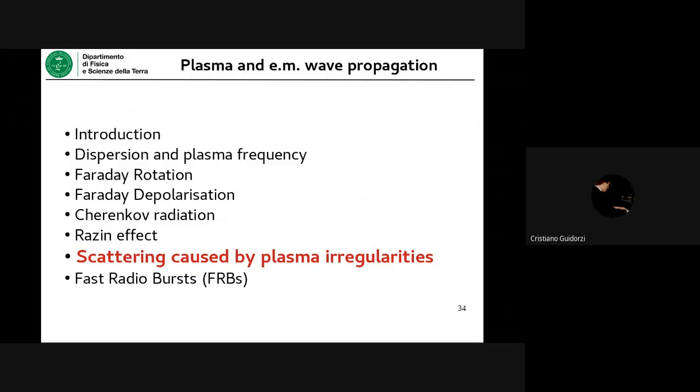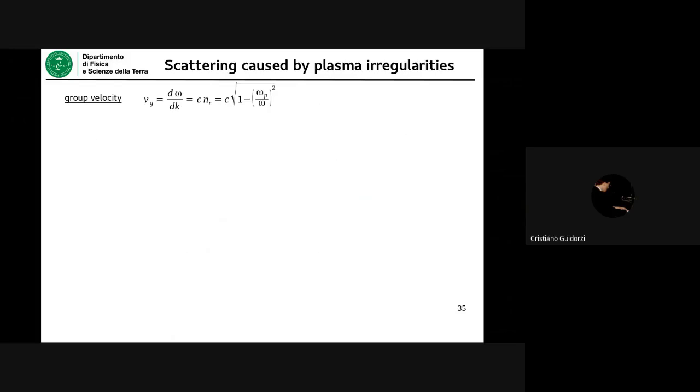So today we see another effect which is pretty different from the previous ones, but this is very important because again it's a signature. It's a signature of what the plasma can leave on the electromagnetic wave of a source which lies beyond the plasma, or behind from our point of view as observers, in particular due to the irregularities. So, okay, this is just a brief summary.